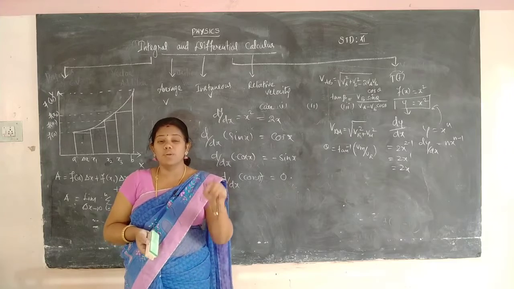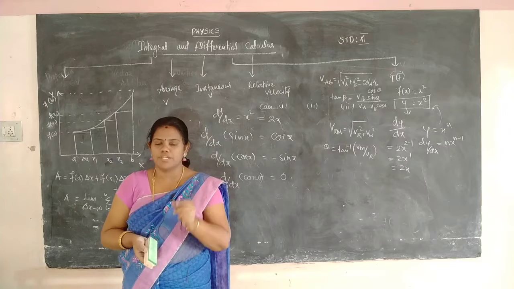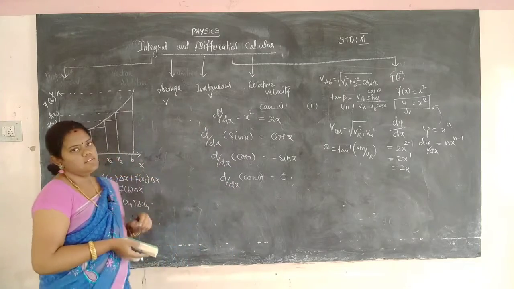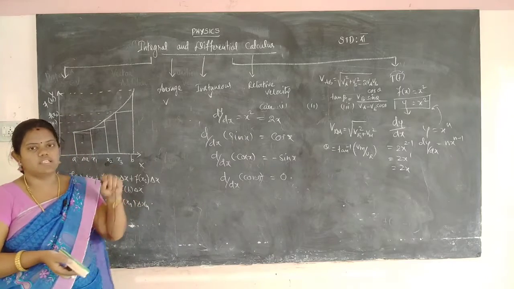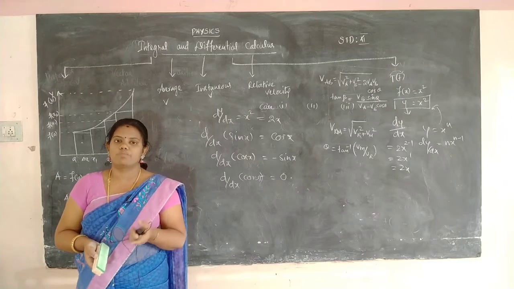But you have to take an irregular shape object. For example, one stone. A stone does not have any particular shape. So you have to take an irregular shape object. How to calculate the area? That is where integration comes in. Integration will be used to find the area of an irregular object.